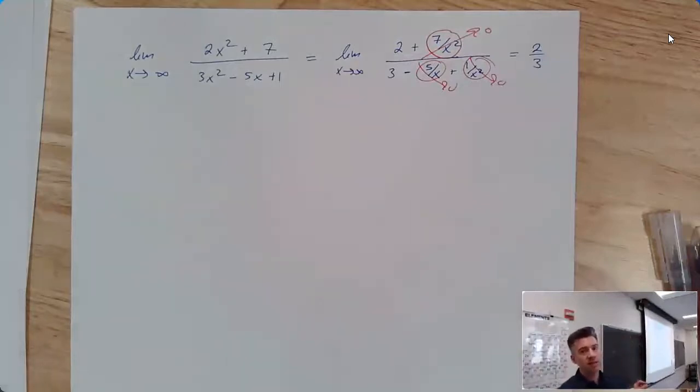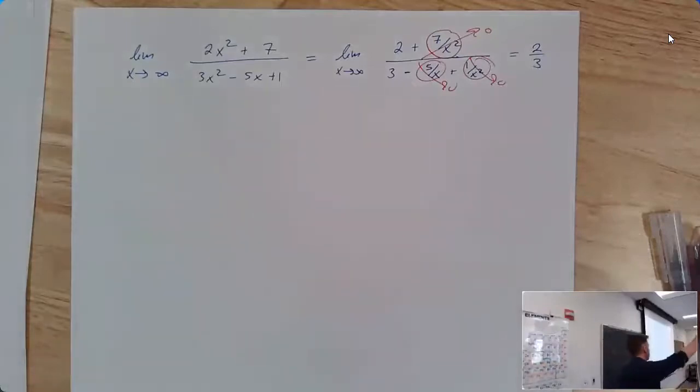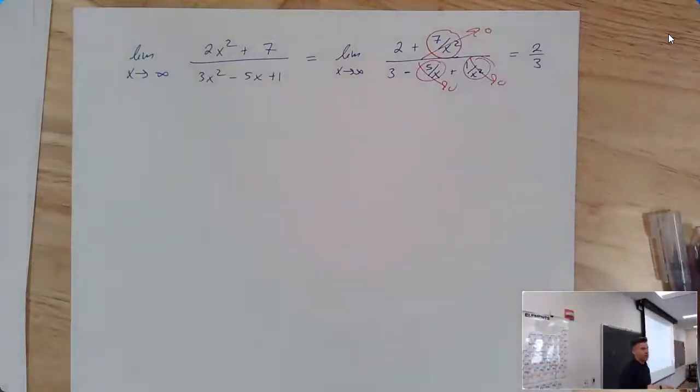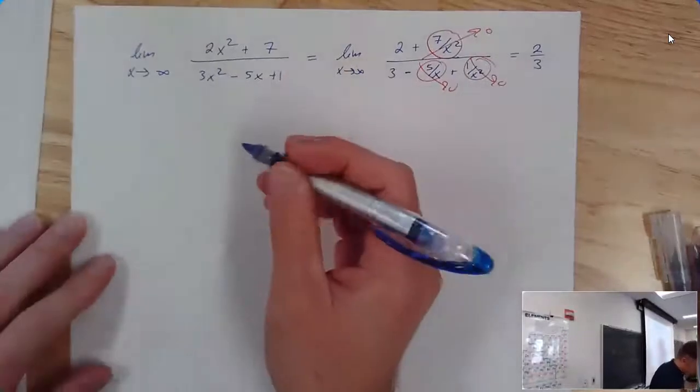Someone asked, is it possible to get different values if we go to positive infinity versus negative infinity? The answer is yes, but not for rational functions like this. If you have just a polynomial divided by a polynomial, the limit to positive infinity and the limit to negative infinity are always going to be the same for functions like this. But I'll introduce an example where they're not the same in a minute.